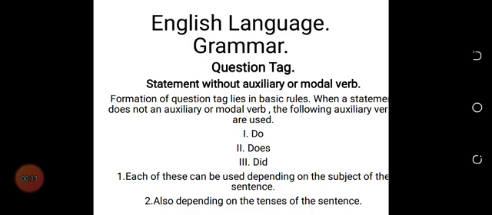For today's lesson, it's going to be based on what we started last week: question tags. But mainly on today's question tag, we are going to look at the subtopic statements without auxiliary or modal verbs. We want to look at some statements that are without auxiliary or modal verbs. The question is, how then should we identify the tag to use?